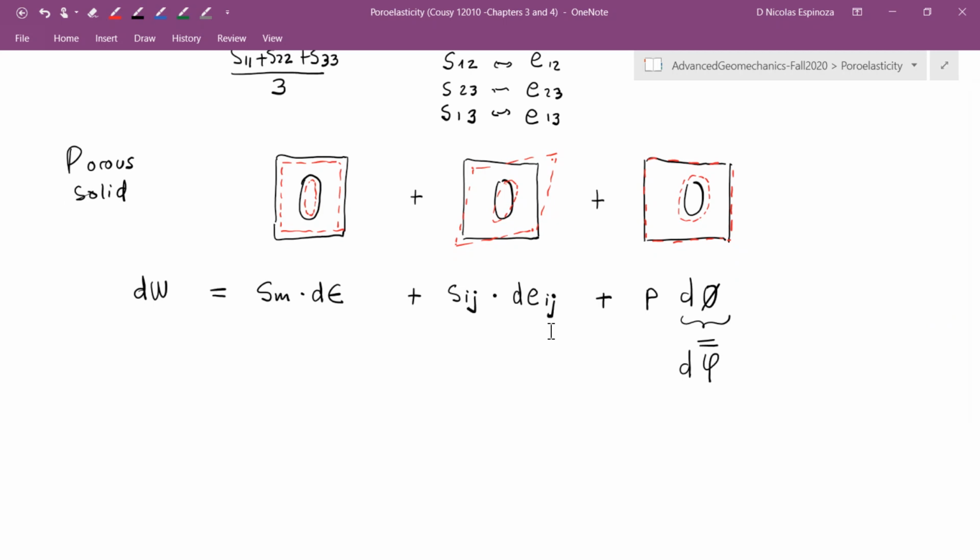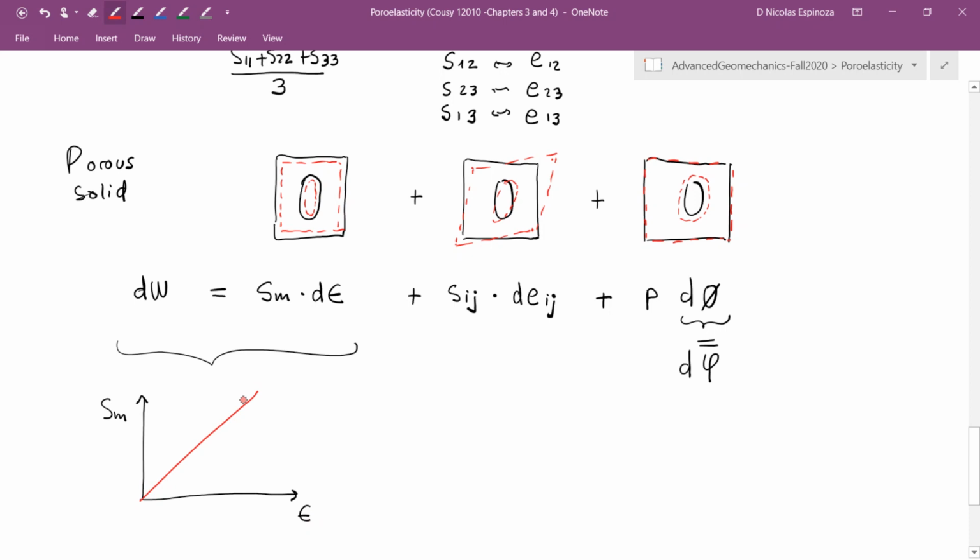Okay, let's continue then, and let's try to work on this equation that we have right now. And let's try to understand what we have in here and how we can use this equation in order to get to the equation that we want. All right, let's concentrate on the first term and try to understand what that is. And for that, let me make a plot where I have volumetric strain on the x-axis and mean stress on the y-axis.